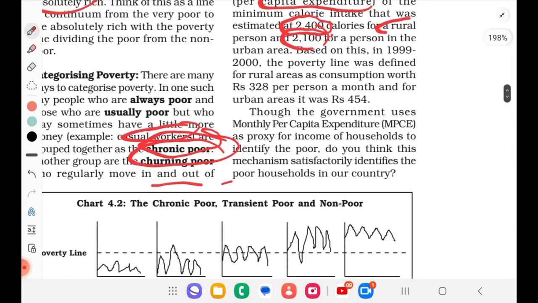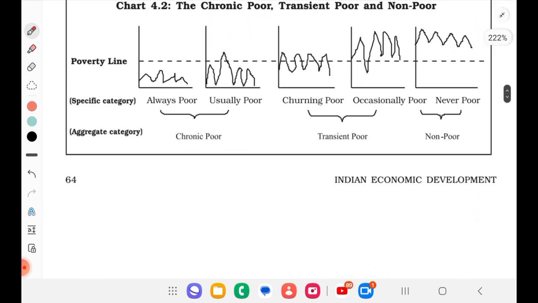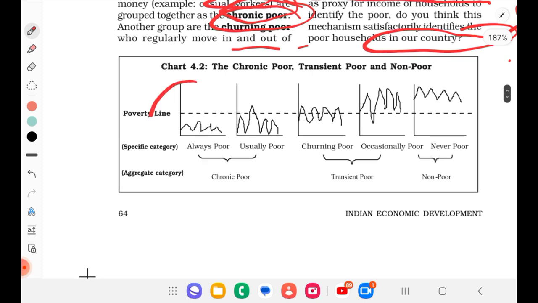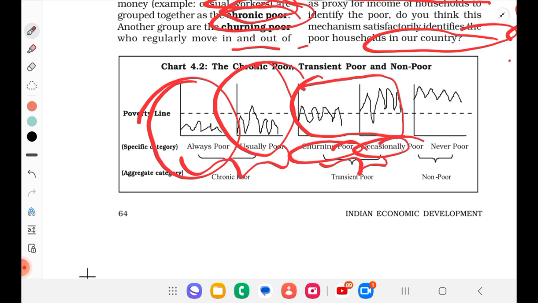Though the government uses monthly per capita expenditure as a proxy for income of households to identify the poor, do you think this mechanism satisfactorily identifies poor households in our country? Monthly per capita expenditure. See, we have seen this. Always poor, usually poor: these are chronic poor. And these two, if you say transient, that again we have churning poor and occasionally poor, and then never poor.